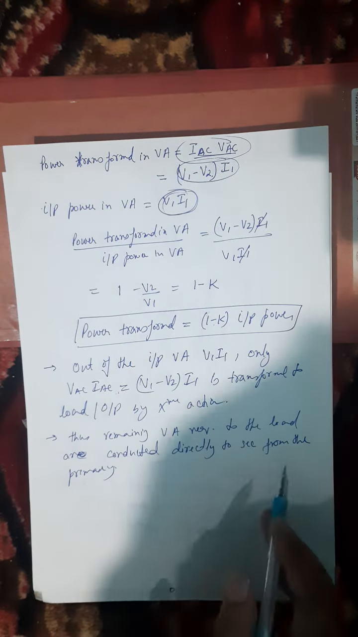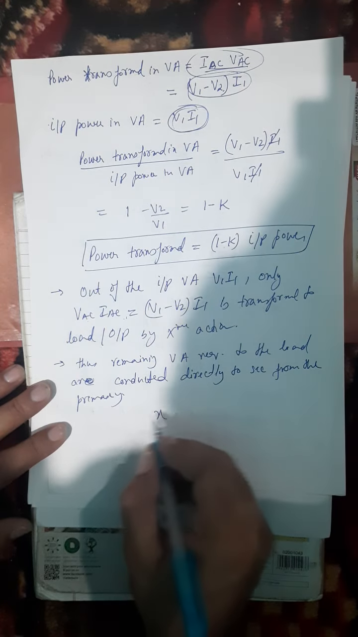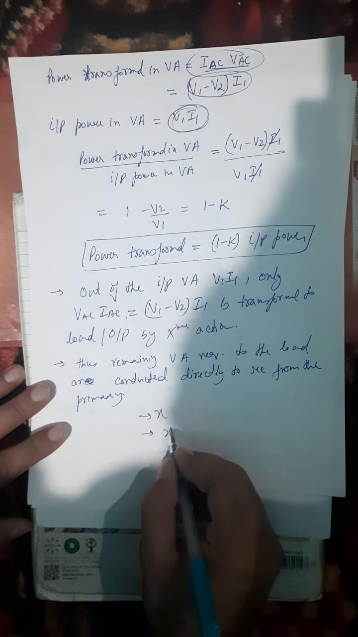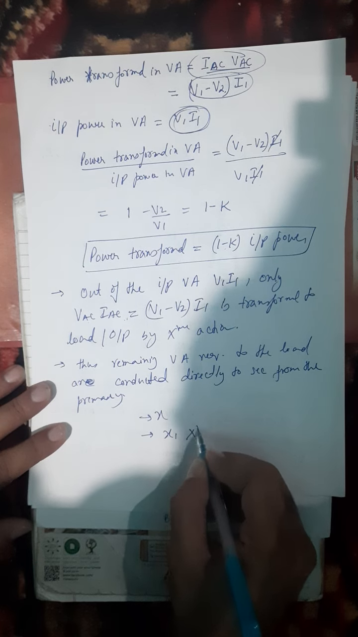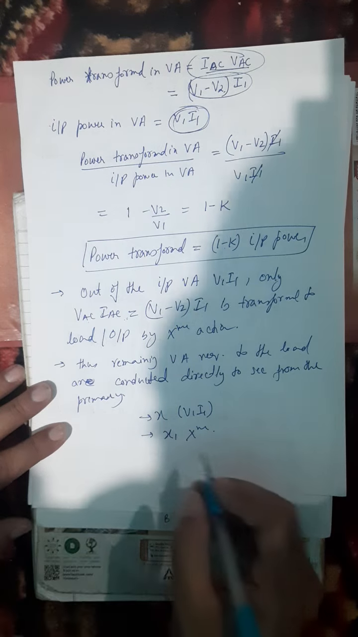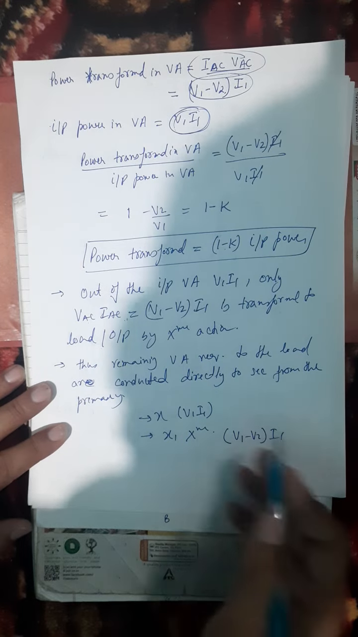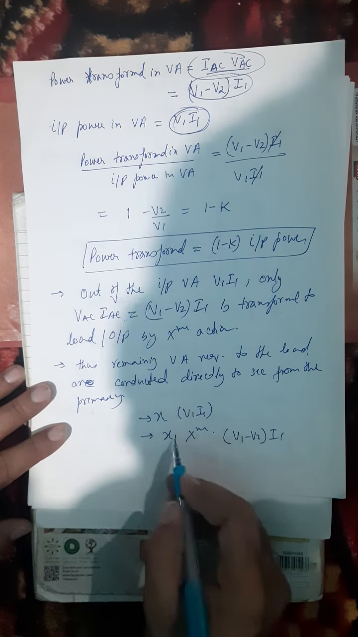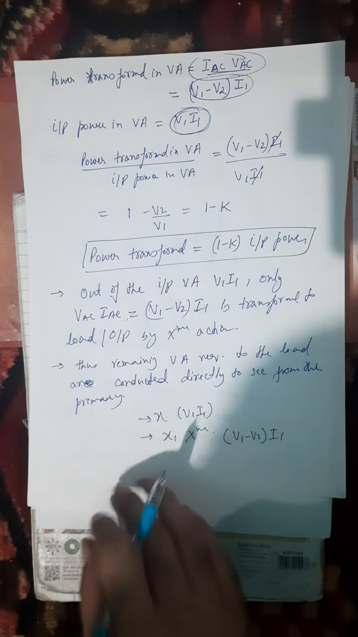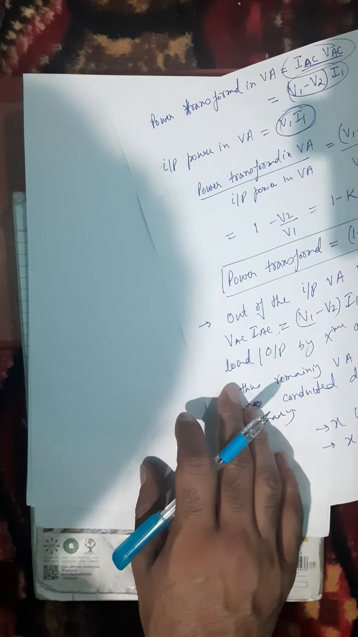Suppose the input is X, which is to be transferred to the output. Out of this, X1 is transferred through transformer action. X is nothing but V1 I1, and X1 transferred through transformer action to the output is V1 minus V2 into I1. The remaining power is transferred to the load directly by conduction. So let us determine how much power is transferred to the load by conduction.